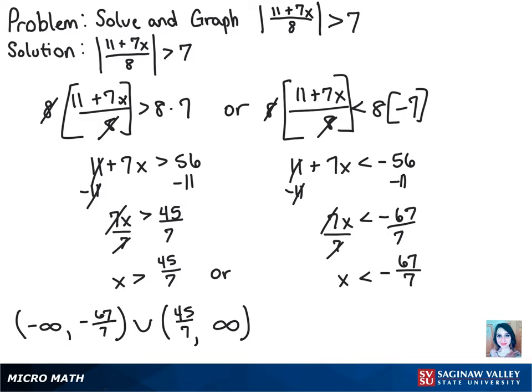Now to graph this, we will plot negative 67/7 and 45/7. You can see by the interval notation that might help you a little bit. We're going to all values below negative 67/7, so we'll shade all the way to negative infinity over here. And then we'll shade all the way above 45/7 to positive infinity on this side. And that's our solution.